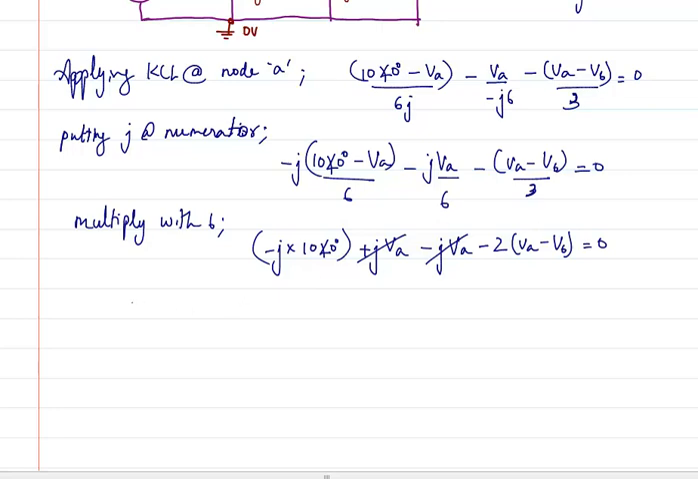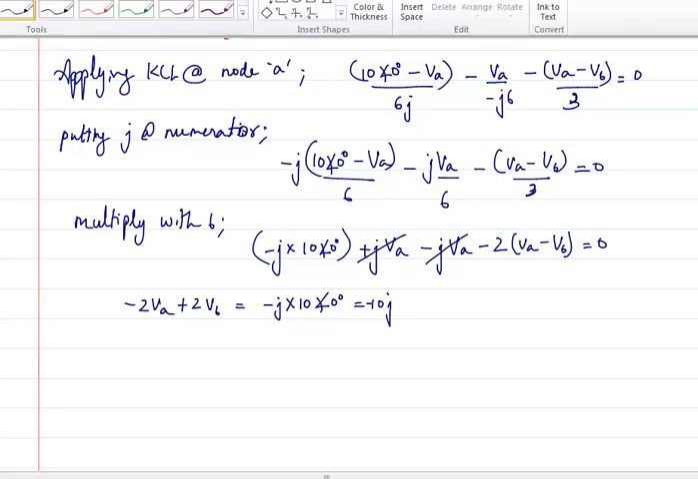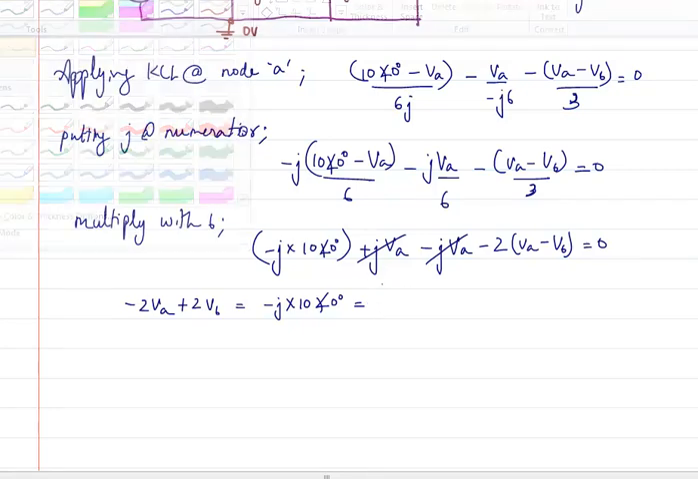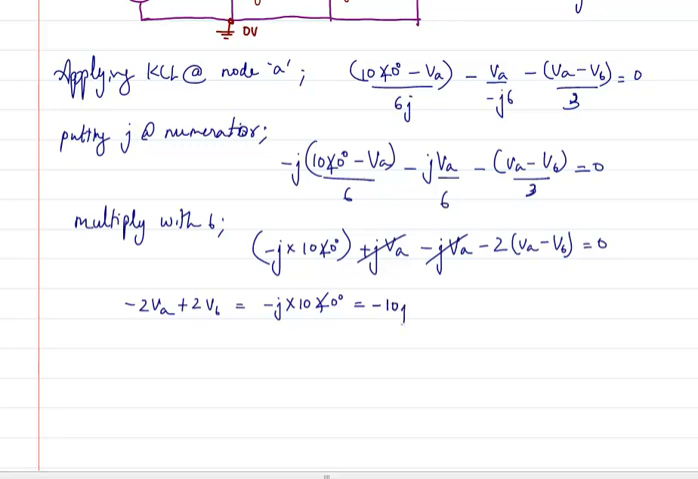So what we have here is minus 2VA plus 2VB is equal to minus J into 10 angle 0 degree. When multiplied, basically you will get minus 10J. Okay, so let me write it properly. We will get the answer as minus 10J. So this is going to be our first equation.